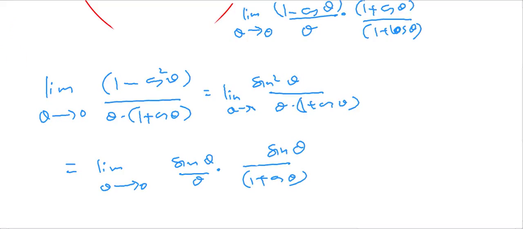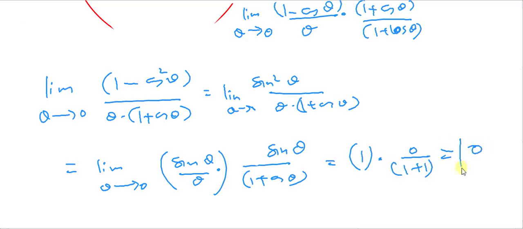So the first factor here is 1 as theta approaches 0. The second factor is 0 over 1 plus 1, which is equal to 0. Hence, the limit of 1 minus cos theta over theta as theta approaches 0 is equal to 0 algebraically.